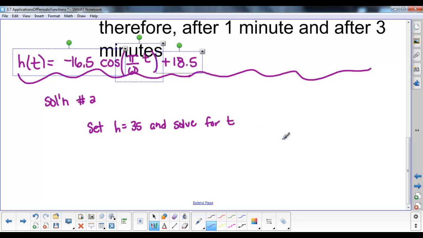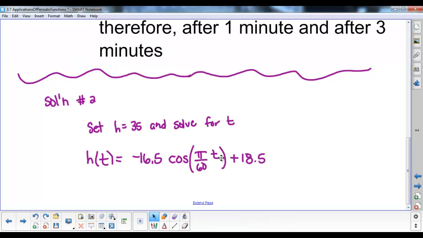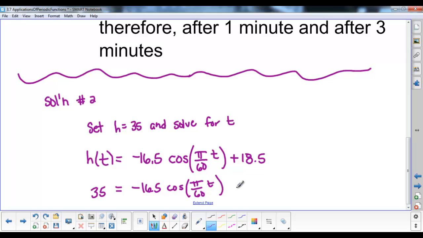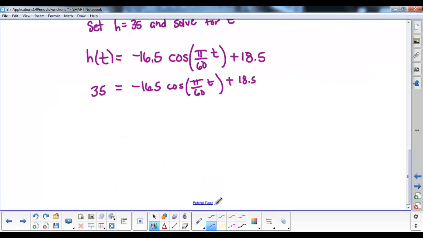So let's go ahead and do that now. Again, let's recall our equation. This time, instead of subbing in something for t, we're going to sub something in on the left side here. We're going to sub it in for h. So set that equal to 35, negative 16.5 cos(pi by 60 t) plus 18.5. Okay, so our goal is to solve for t.